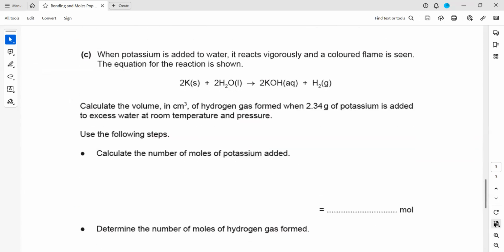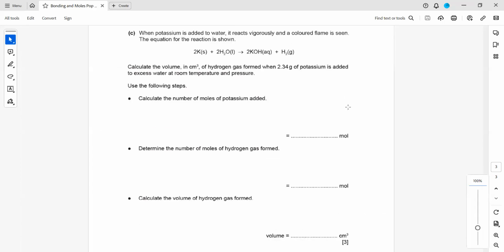The next question is related to moles. Whenever you're solving a question related to moles, there's normally a sequence. The first part, usually we use a formula. The second part, we use a ratio. And the third part, again, we use a formula. So calculate the number of moles of potassium added. We have 2.34 grams of potassium. So how to work out the moles? Moles equals mass in grams divided by the molar mass.